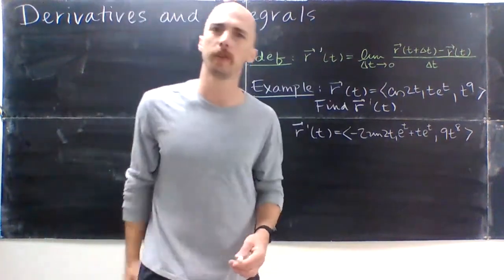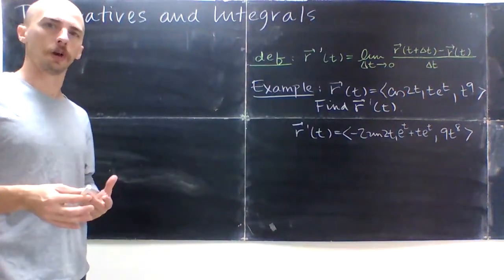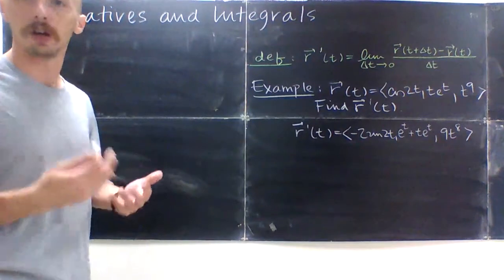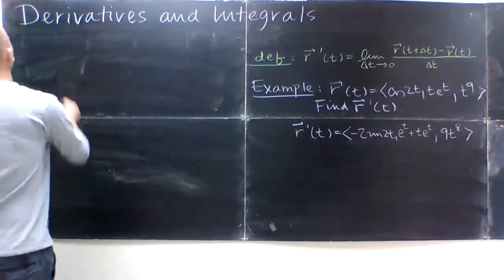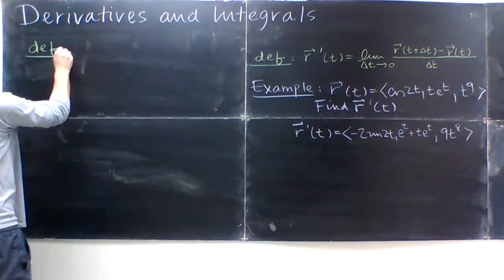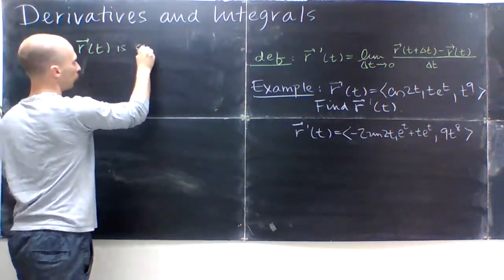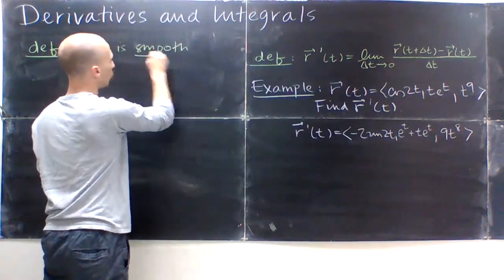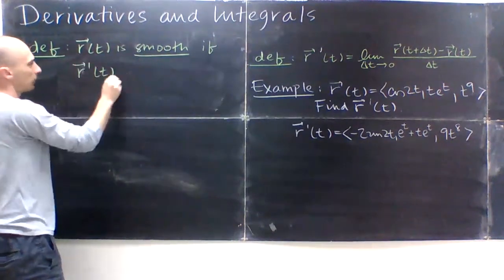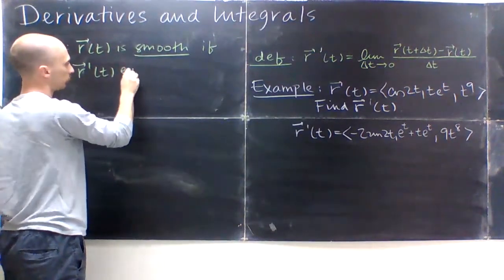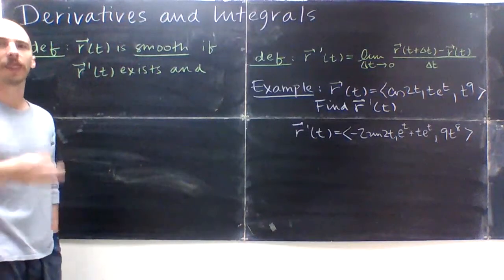We aren't going to call it differentiable, we're going to call it smooth. In order for it to be a smooth curve, we're going to need not only for that derivative to exist, but we're going to need it to not equal 0. Okay, so a vector valued function r of t is what we would call smooth if r prime of t exists and r prime of t is not the 0 vector.